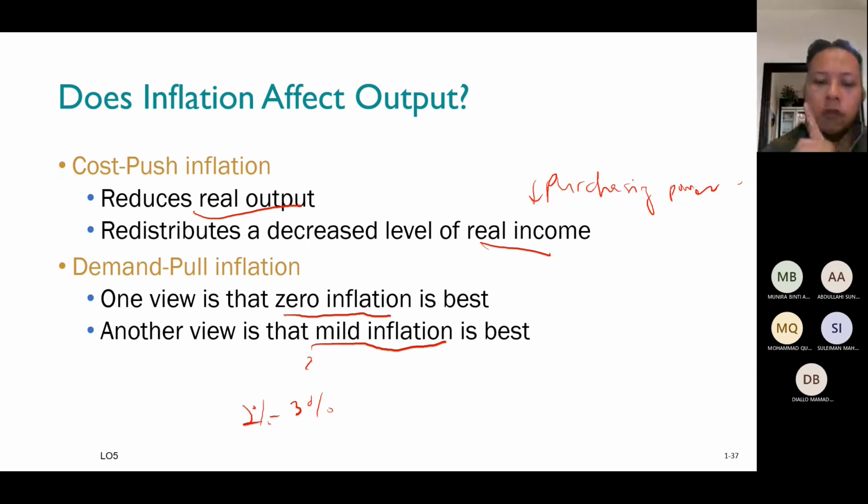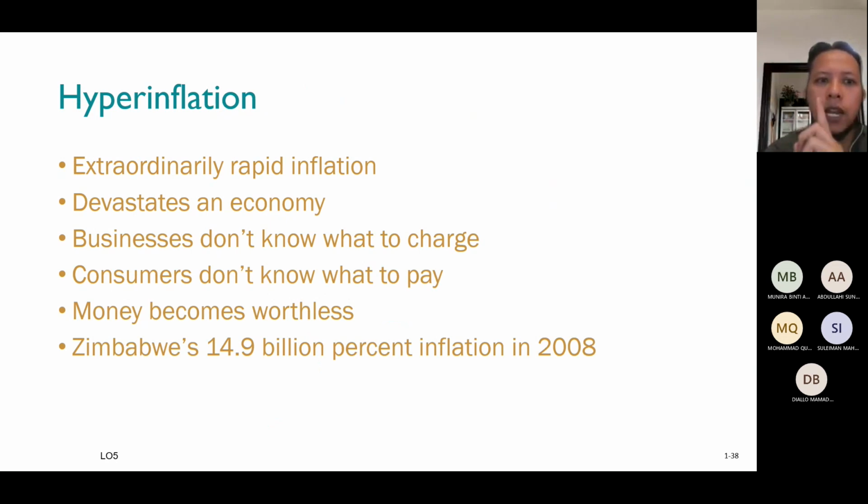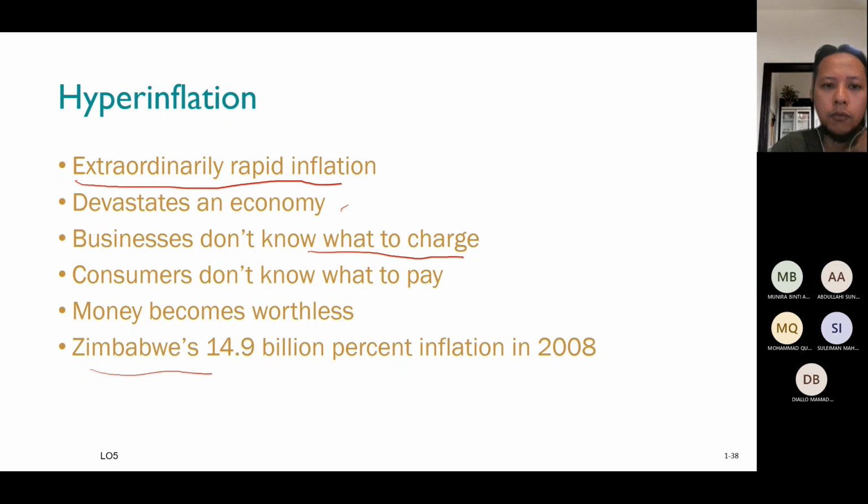However, we do not want it to go above the target, because this may cause hyperinflation. Hyperinflation is extraordinarily rapid inflation, and this will devastate the economy. For example, I think in Zimbabwe, when hyperinflation happened, businesses did not even know what prices to put, and consumers did not know what the fair price was for them to pay, and money became worthless during this time.